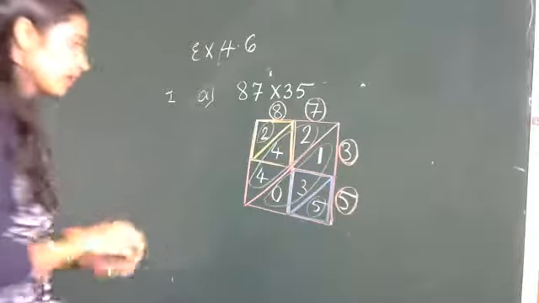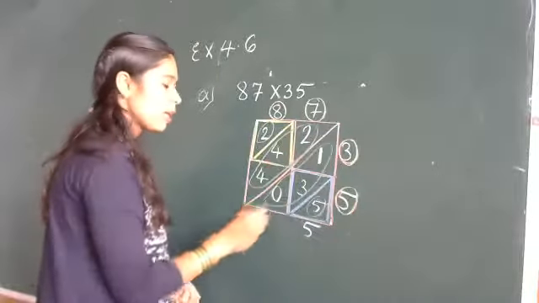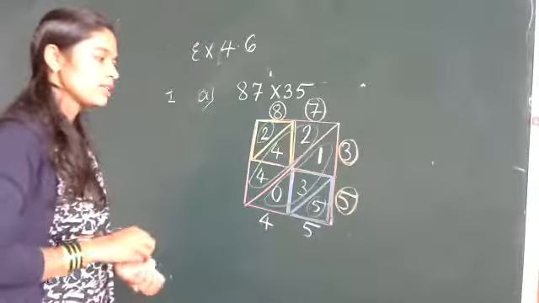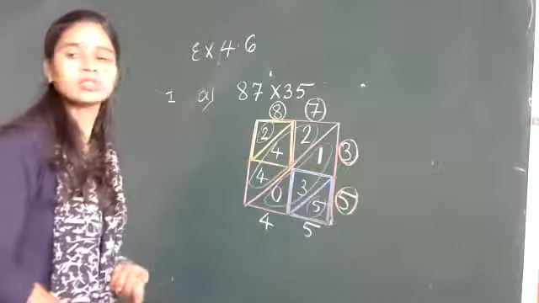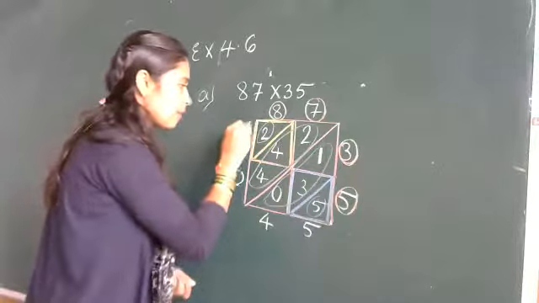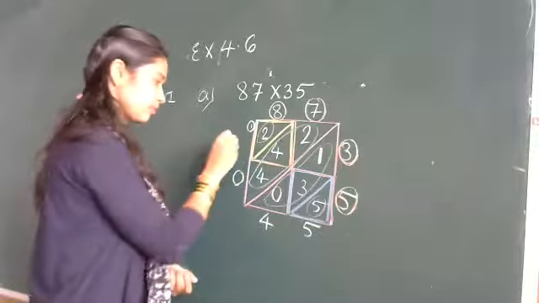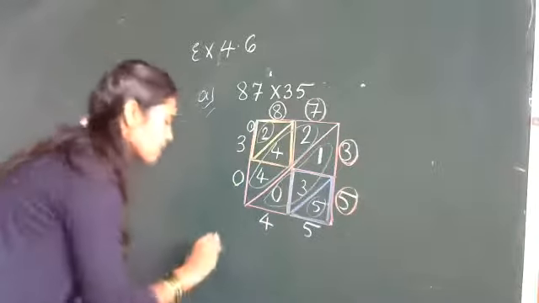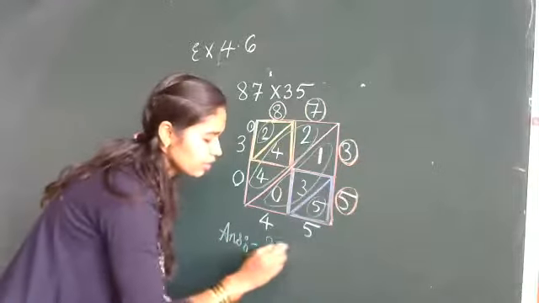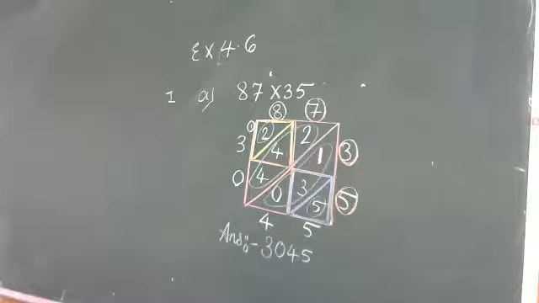First here comes as a 5. 0 plus 3, 3. 3 plus 1, it is 4. 4 plus 4 it is 8. 8 plus 2? 10. So write 0 here and 1 will be carried here. Now consider this with this diagonal. 1 plus 2? 3. So what will be your answer? 3045. Understood how to do a lattice multiplication?